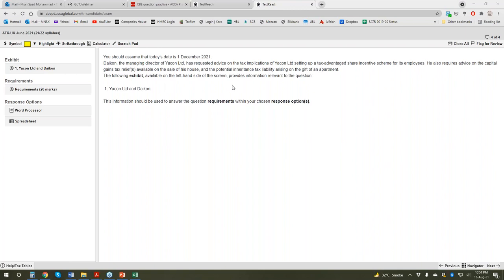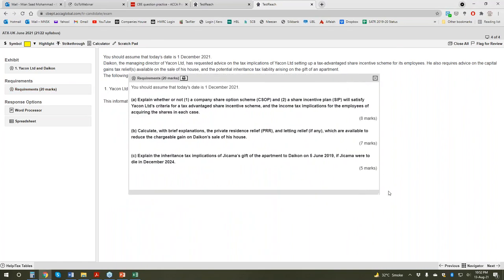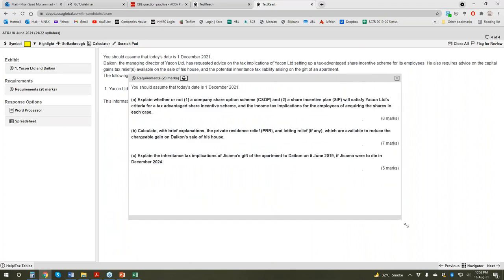So as usual, let's read the requirements, and because it is a 20 mark question, it will have the detailed requirements available in this part. However, as compared to Section A questions, in the requirement you merely find the marking scheme.